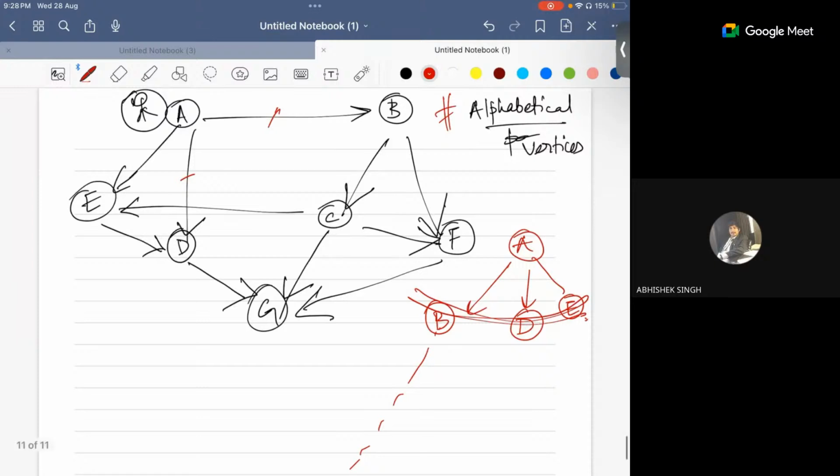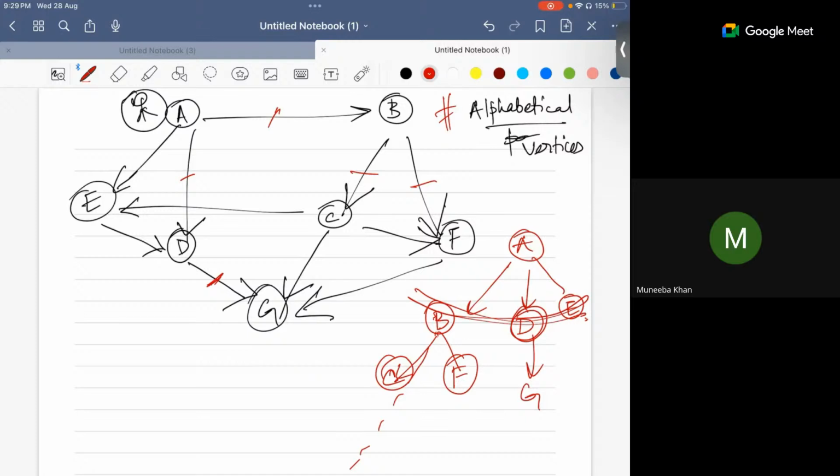So from A you had three options, B, D, E, then you move to B. From B, how many options are there to move? You have C and F, right? So you can go to C or F. But from here you can't move to C yet. You have to come back to D and then traverse from D. From D, where can you go? You can go to G. Only G. Nothing else, right? So you can just go to G.